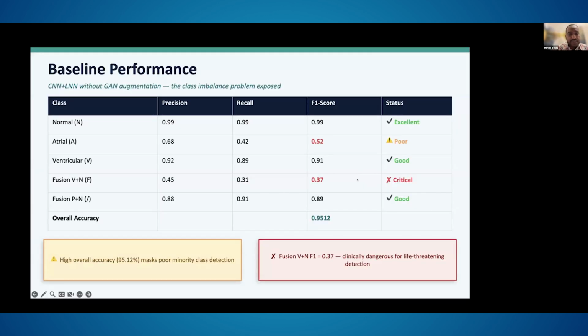So this is how the algorithm performs with the current algorithm. We have the CNN LNN without GAN augmentation. What if the algorithm works first without GAN, without any kind of augmentation? As you can see from this, some of the classes have a lower F1 score. Some of them are very critical, with a very poor F1 score when it comes to the minority data sets. This is before using GAN augmentation.